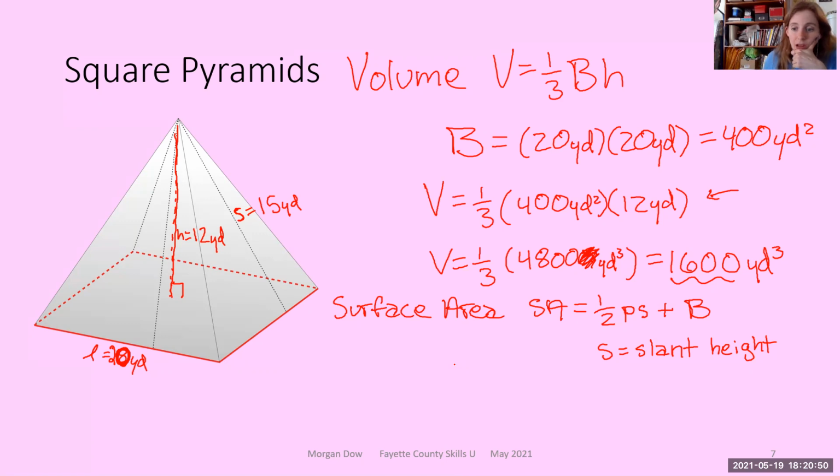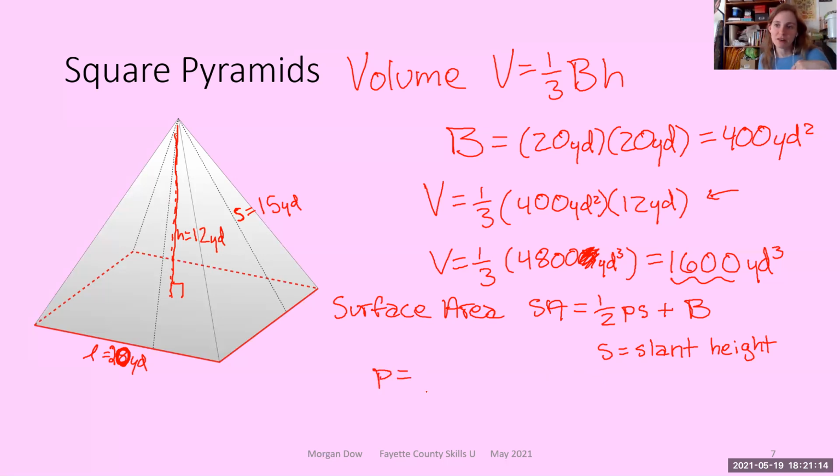Okay, all of those other letters we already know, right? P stands for perimeter of the base and capital B stands for area of the base. So we've already calculated the area of the base of this square pyramid. It's 400 square yards. But we haven't calculated the perimeter of the base yet. So let's do that. Let's figure out P before we get ahead of ourselves.